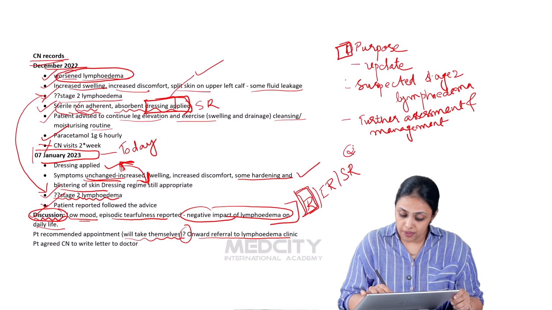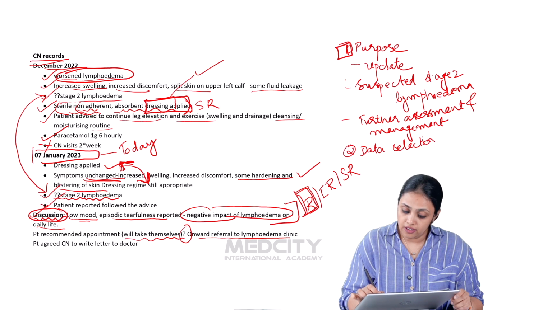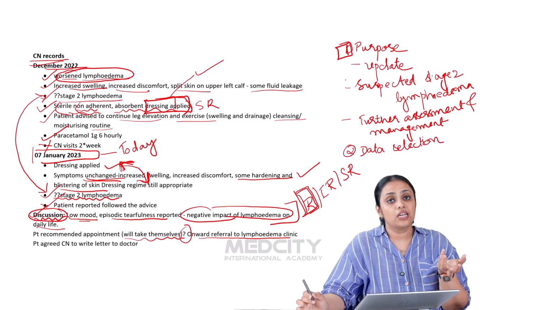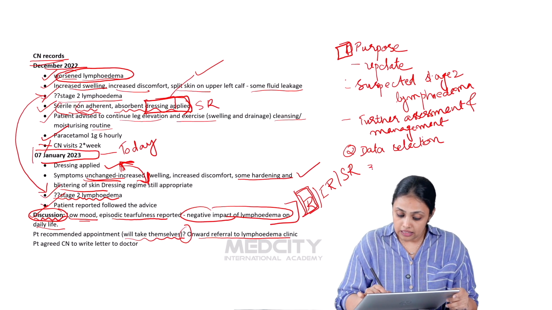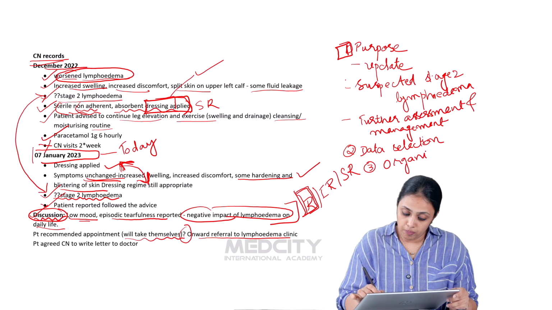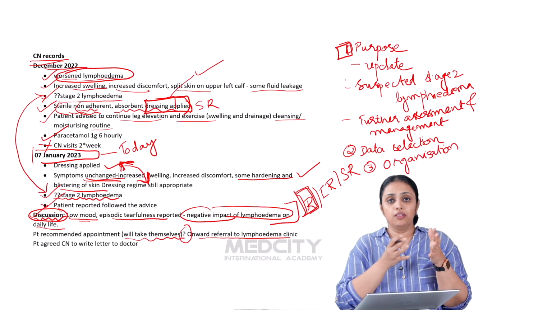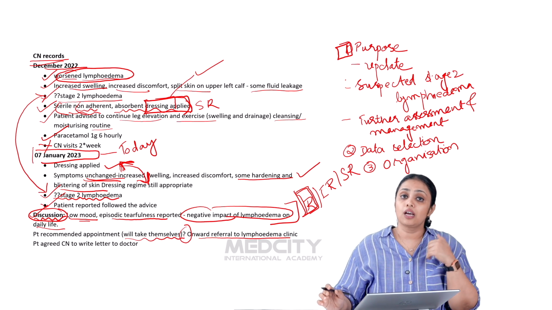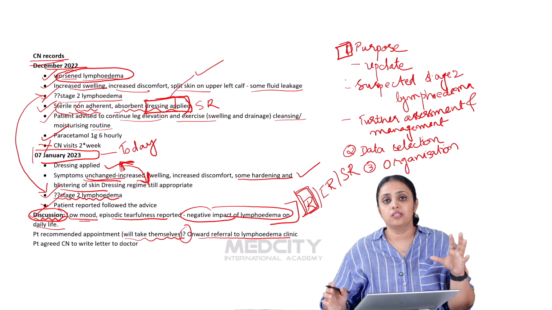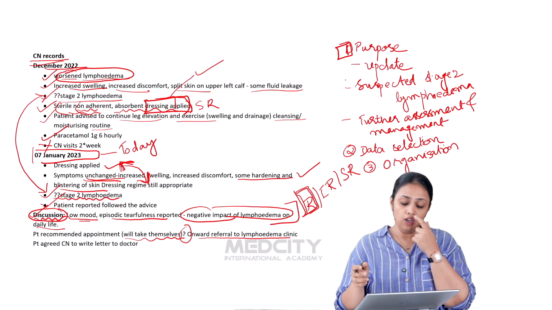Then the second step is data selection. Based on the purpose, you have to select the relevant data. You have to categorize the details as relevant, irrelevant, and semi-relevant. That we have done now. Then the third step is organization. We need to plan how the paragraphs should appear. The paragraphing should be decided. Should we start with the medical history? Should we start with the social background or the recent happenings? That is what we are going to decide in organization.